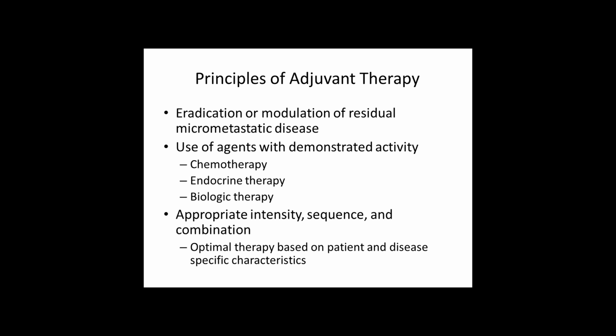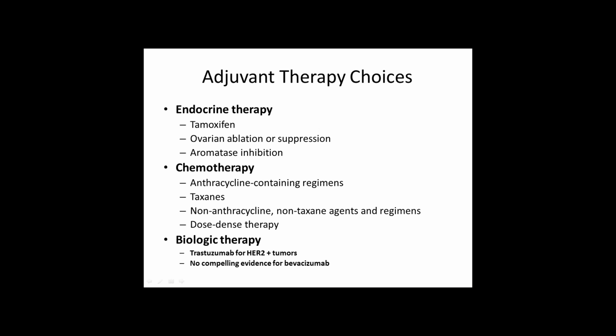We use chemotherapy, we use endocrine therapy, and we use biological therapy. And the research over the last 30 years has been involved in determining what the appropriate intensity and the sequence and the combinations should be. And we know a lot about this at this point in time. So we have a variety of choices for endocrine therapy, including tamoxifen, ovarian suppression, and aromatase inhibition. We have chemotherapy agents, including anthracyclines, taxanes, and non-anthracycline taxane regimens, dose-dense therapy, and we have biological therapy, which is basically, for the moment, focused on HER2-positive tumors.